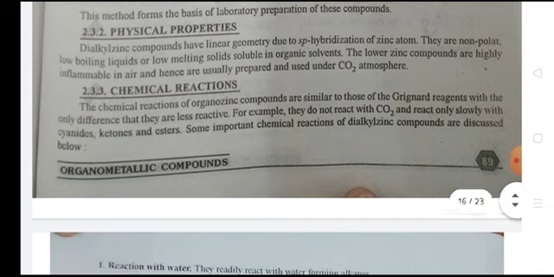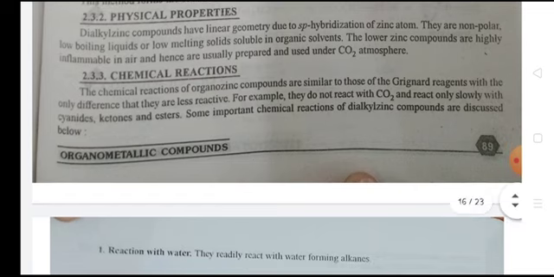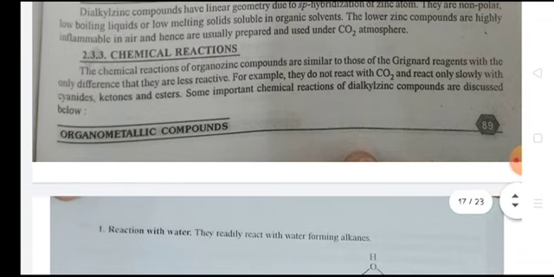2.3.2 Physical properties. Dialkyl zinc compounds have linear geometry due to sp hybridization of the zinc atom. They are non-polar, low boiling liquids or low melting solids, soluble in organic solvents. The lower zinc compounds are highly inflammable in air and hence are usually prepared and used under a CO2 atmosphere.